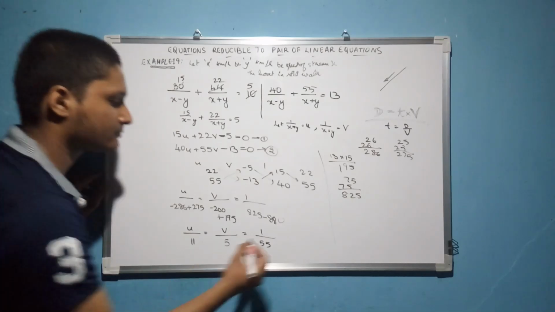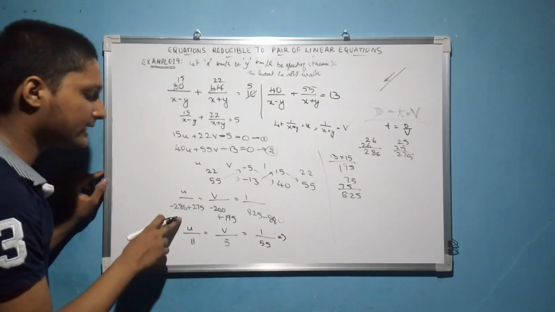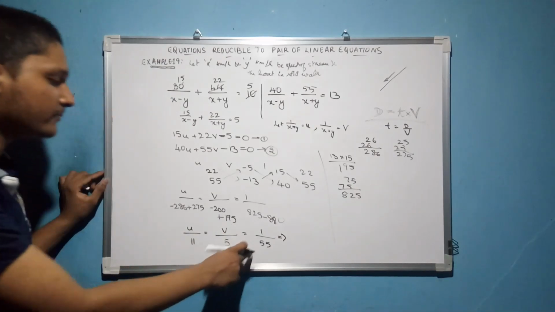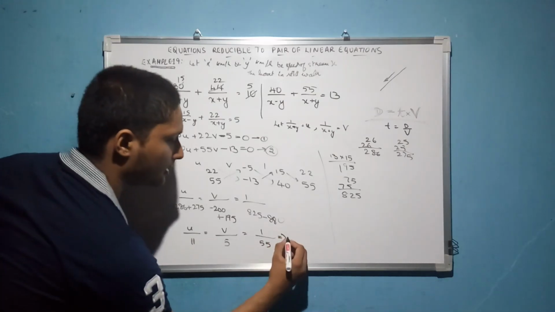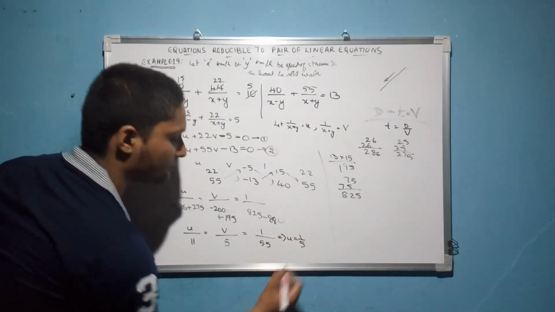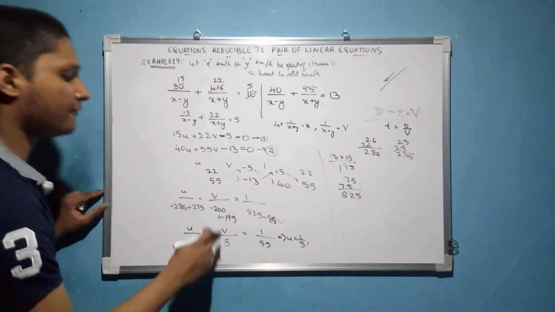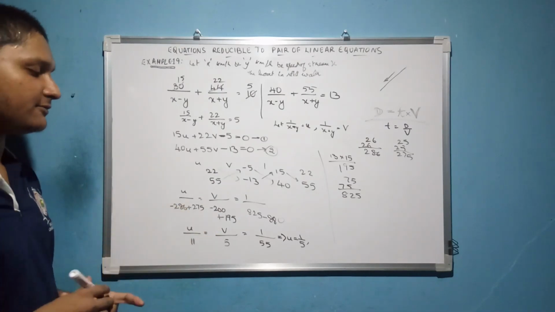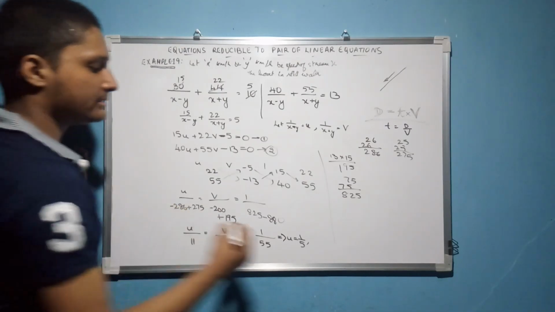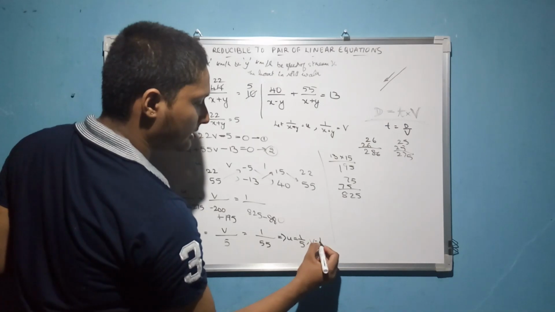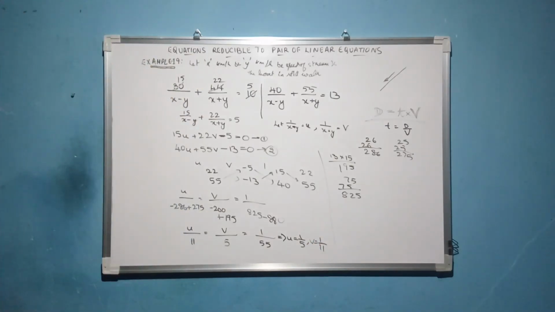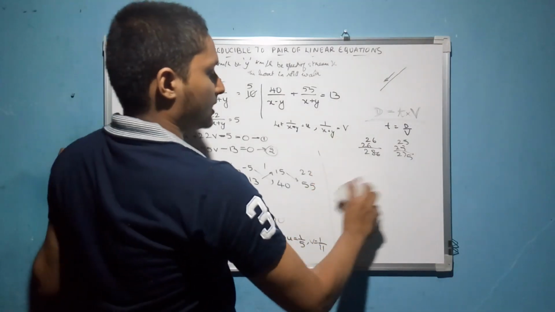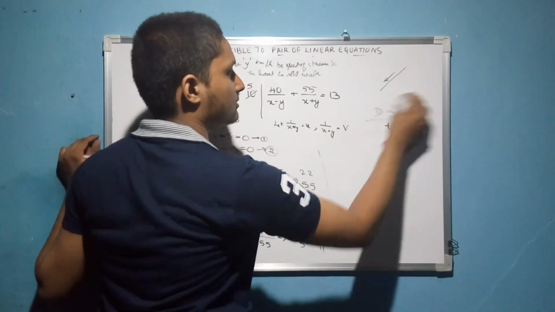So from here I can tell that u by 11 is equal to 1 by 55, or u is equal to 11 by 55, or u is equal to 1 by 5. Then you have v by 5 is equal to 1 by 55, or I can tell v is equal to 1 by 11. This much is not over. Again you have one more part, and again you have to do your solving.